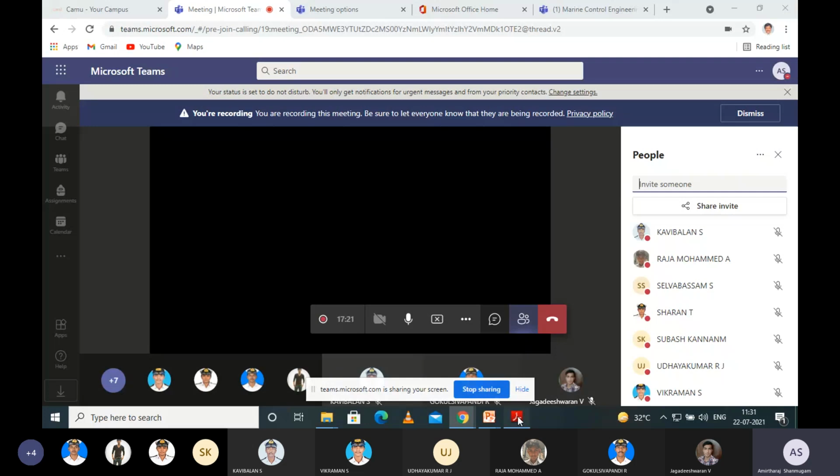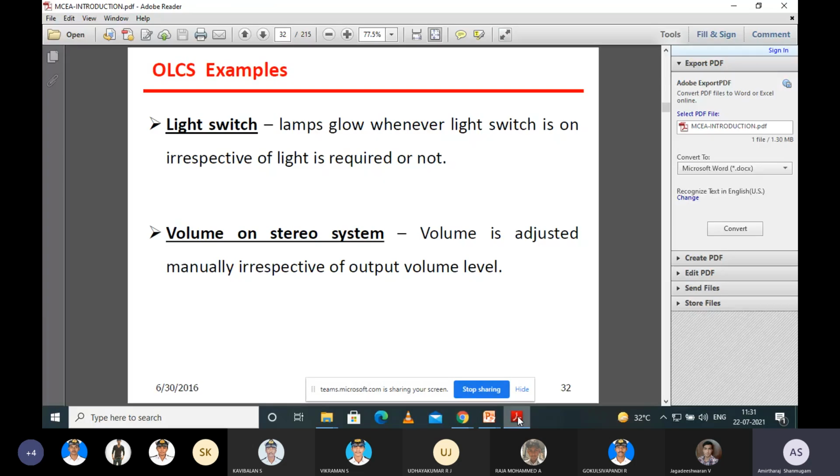Okay. So the lamp glows. We know if the switch is on, the lamp will glow. But the system doesn't know whether the light is required or not. If the switch is on, the lamp will be on. That's all.